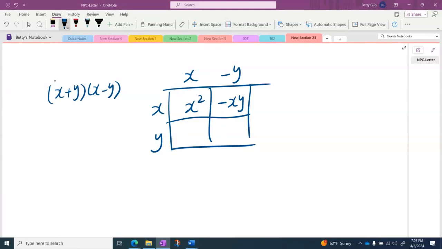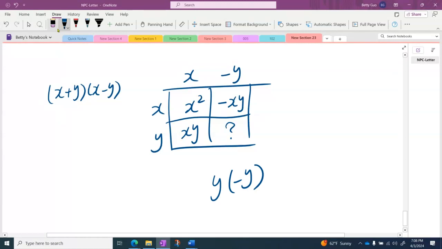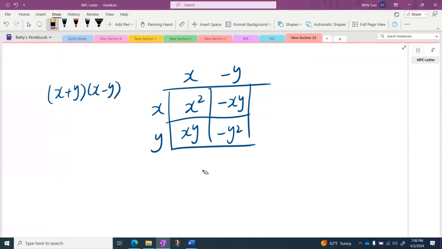X times y, or y times x, same thing, x times y. And right here, we should have a y times negative y. We should have a negative y squared, right? And we do the color scheme.